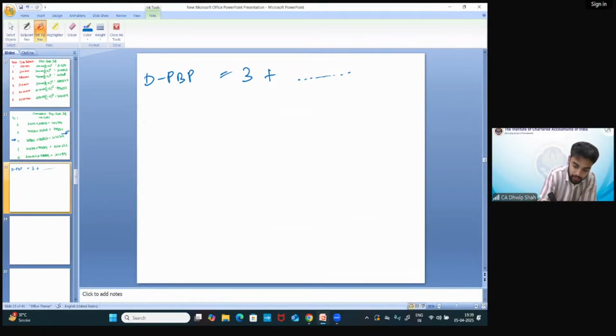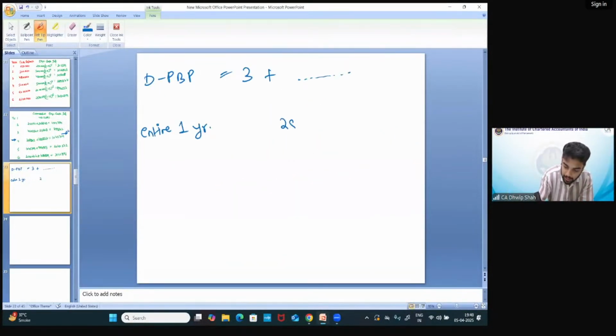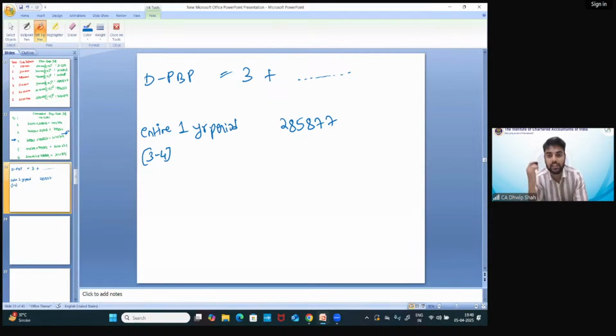Again, interpolation in the entire 1 year period. In the entire 1 year, how much is my company able to recover between year 3 and year 4? Can I say 285,877? Yes or no? My company is able to earn or recover 285,877 in the entire 1 year period, that is between year 3 and 4.